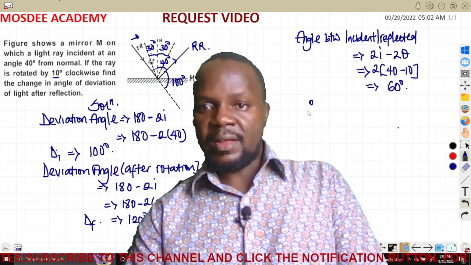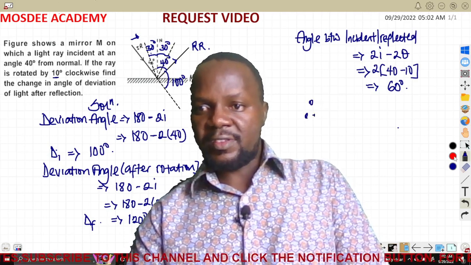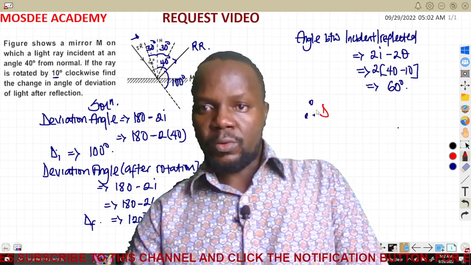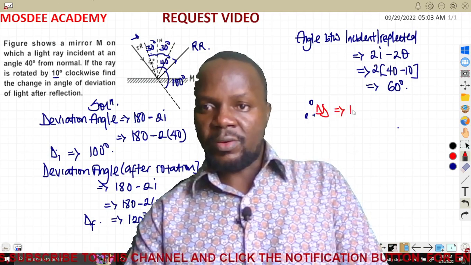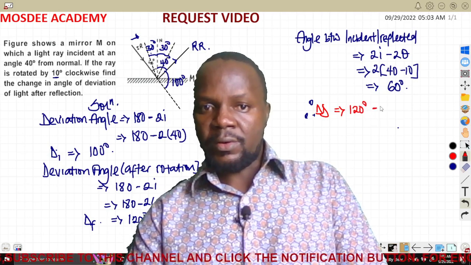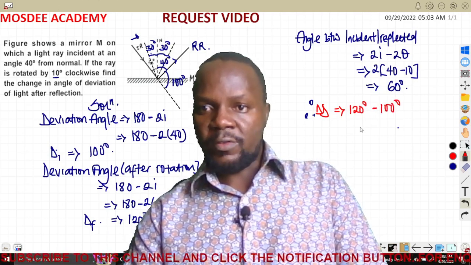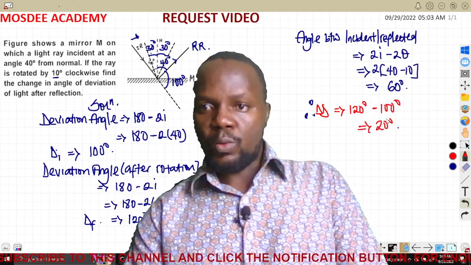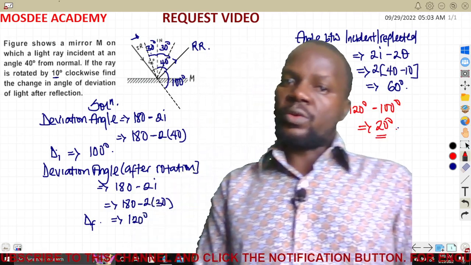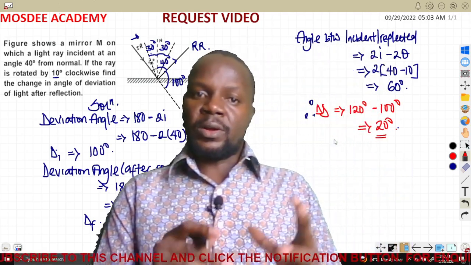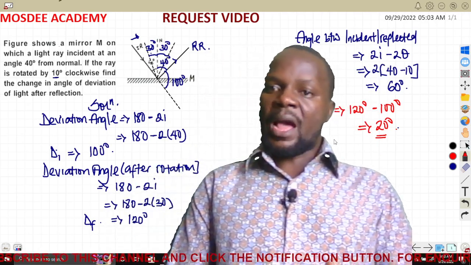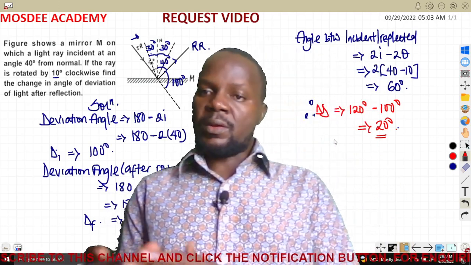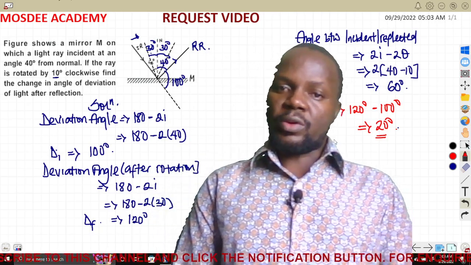So directly, you can say therefore the change in deviation angle is the final deviation, 120 degrees, minus the initial, 100 degrees, which gives us nothing but 20 degrees, which will be the answer to this question. So what I'm doing here is that you can do it directly. There's 180 minus 2i. Then when it is rotated, 2i minus 2 theta, 180 minus that particular angle, and subtract to get the final answer.